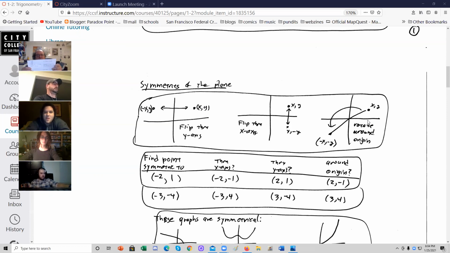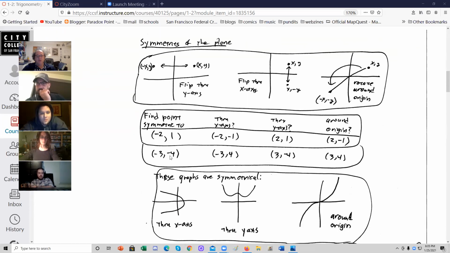So if you flip something through the x-axis and then through the y-axis, that's the same thing as a 180-degree turn. So, for example, find a point symmetric to this through the x-axis, y-axis, and origin. (-2, 1) to the x-axis, you change the y value, so (-2, -1). Flip to the y-axis, we flip the x value, you get (2, 1). Symmetric around the origin, you change both their signs and get (2, -1).